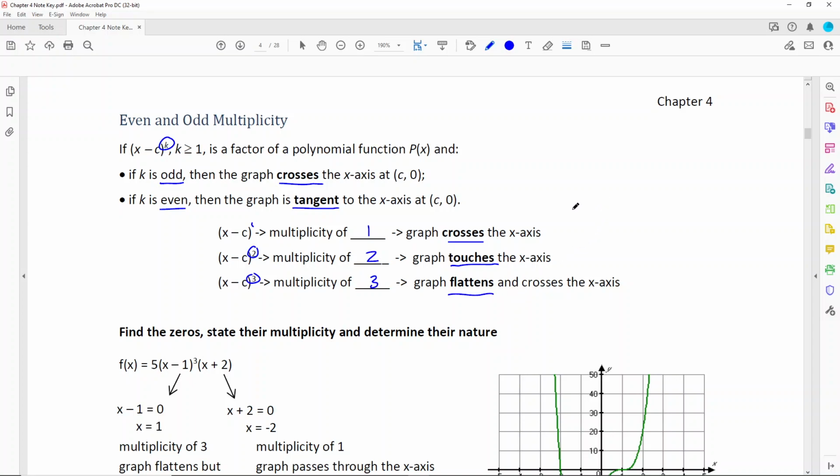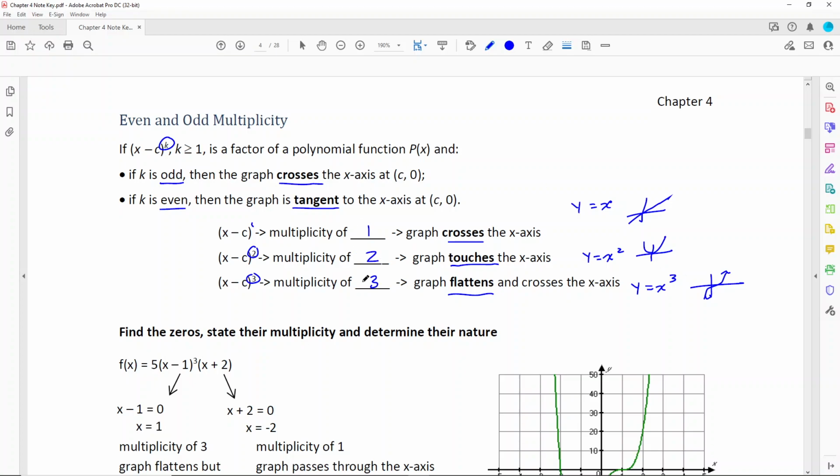You don't have to have this memorized, right? Y equals x, multiplicity of 1, passes through. Y equals x squared, multiplicity of 2, graph touches. Y equals x cubed, multiplicity of 3, the graph flattens. This is on your formula sheet, right? They're your base graphs, y equals x squared, and y equals x cubed.